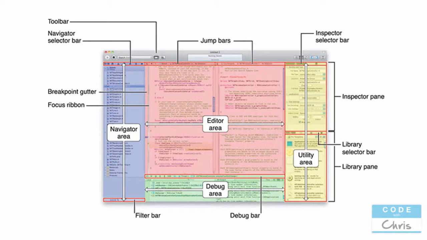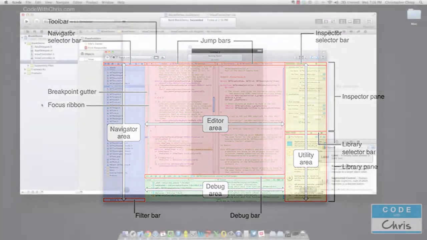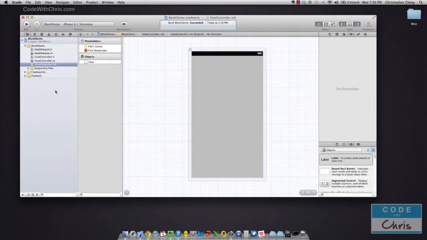And if you haven't noticed, there's this big round play button in the upper left hand corner, as well as a stop button. Those two buttons control running and stopping our application in the iPhone simulator. Alright, so with that, let's get started.